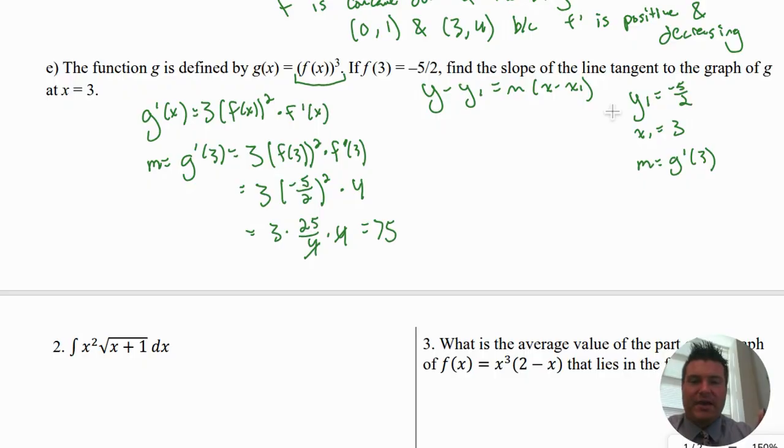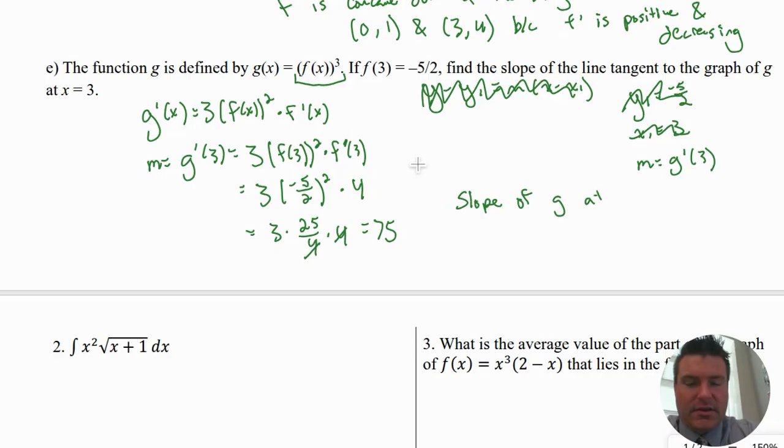So now if I just plug everything in here, actually, it just wants the slope. It doesn't even want the tangent form. I was doing too much. So the slope of g at x equals 3 is 75.